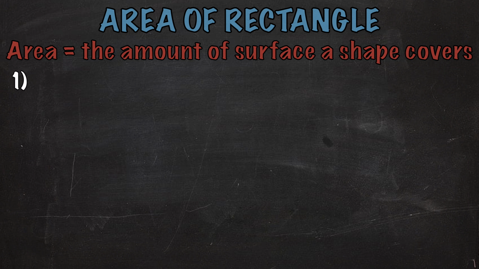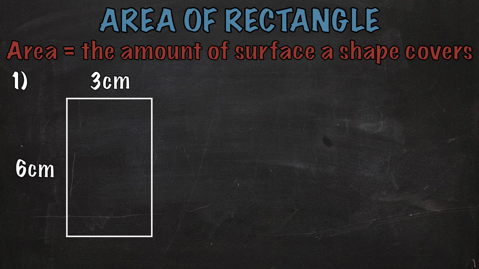Question 1. We have a rectangle and we're given two lengths. First thing we need to do is write down the formula. So area is equal to base times height or length times width. It doesn't matter which formula you use, you will get the same answer.